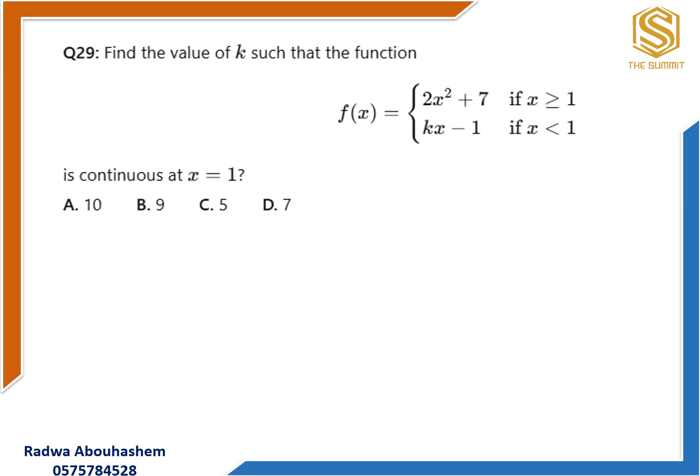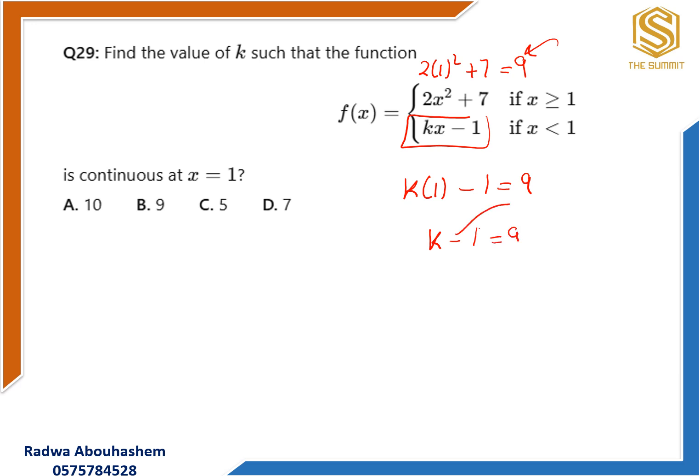Okay, here, find a value of k such that the function is continuous at x equals 1. Continuous means that the limit from the right equals the limit from the left, and it equals the function itself when you evaluate it. So let's try. I'm going to substitute 1 here: 2 times 1 power 2 plus 7 gives me 9. So this part should be equal to 9 when I put x equals 1. So k times 1 minus 1 gives me 9. So k minus 1 equals 9. Transpose, so k equals 10.